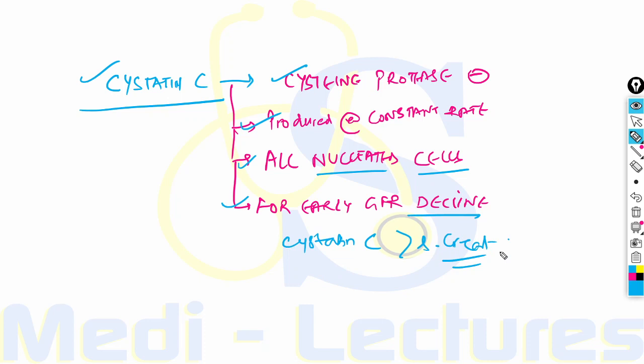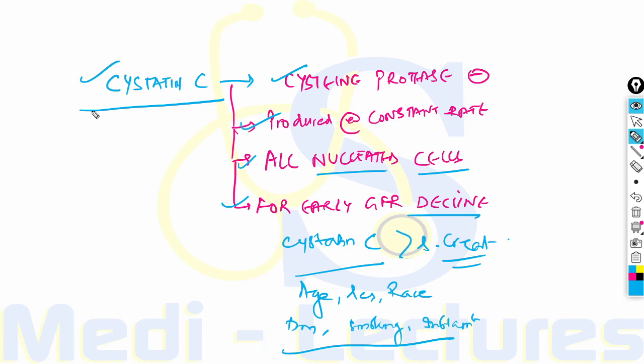like the serum creatinine, cystatin C is also influenced by factors like age, sex, race, and it is increased in diabetes, smoking, and any cause of inflammation, since it is a marker of inflammation. So these are the factors which will affect the cystatin C.